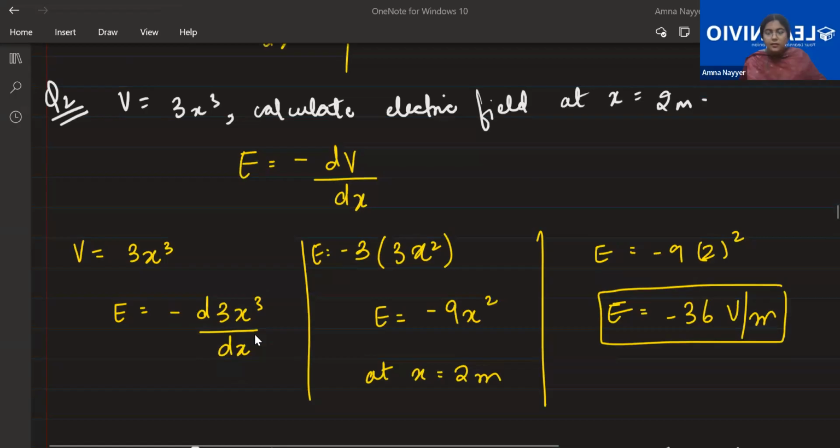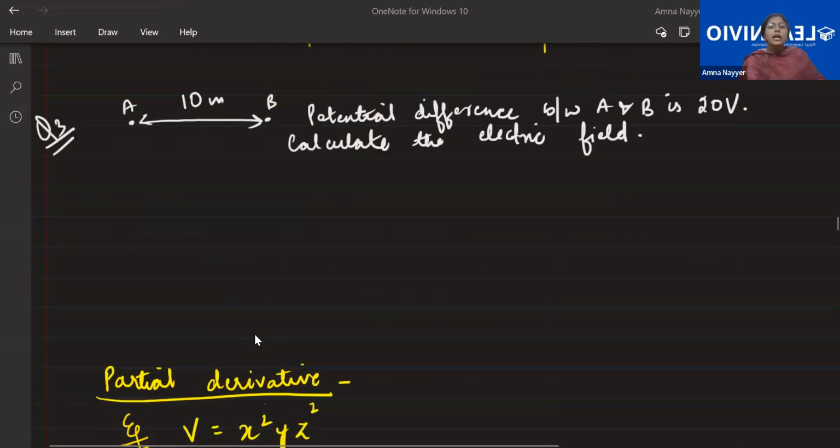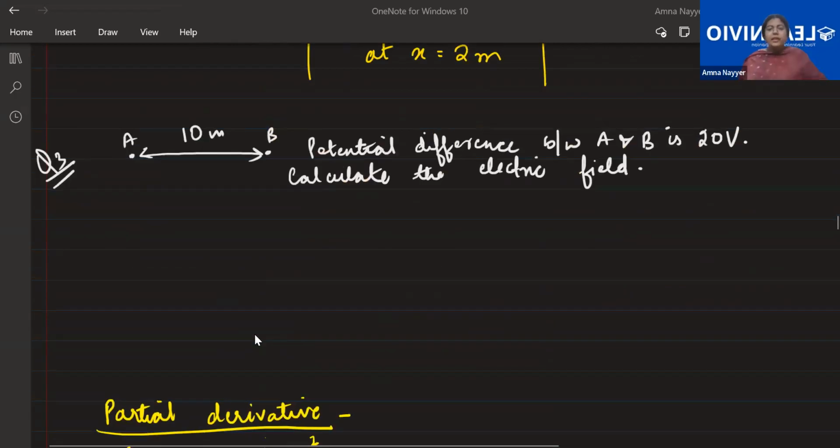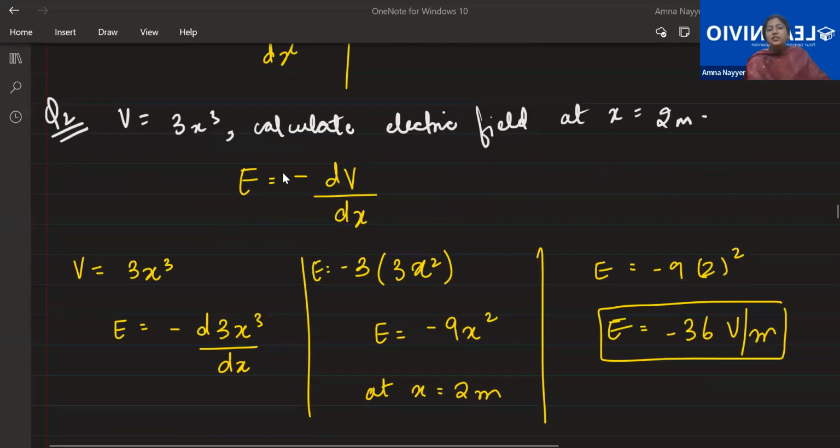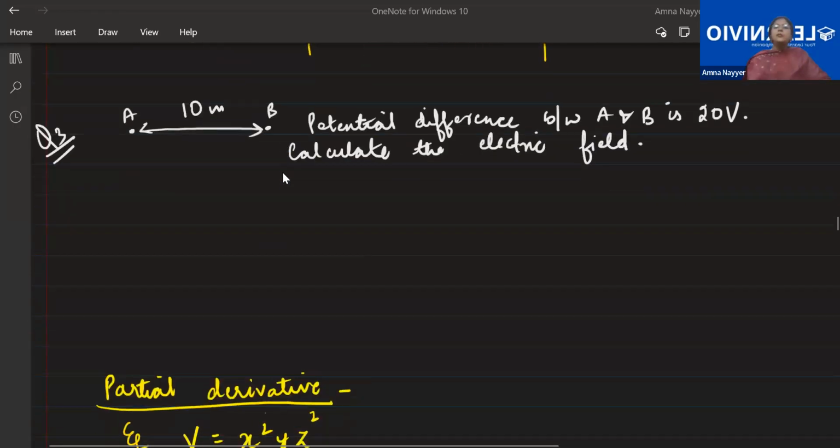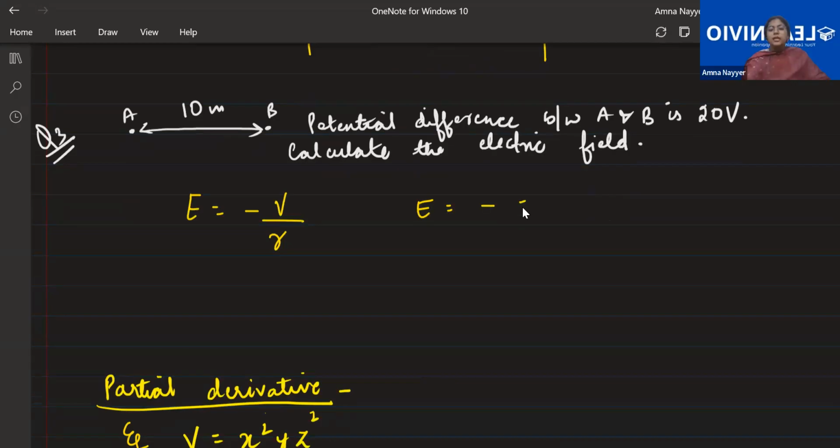Done. Okay. See, one more very small, easy question. Potential difference between A and B is given as 20 volts. So see, when you are given an equation, you can differentiate it. But if you just have position and potential, then simply divide. Don't think what's the initial value, what's the final value, because you already have the potential difference between point A and B. So in such a case, E is minus V by r. So minus 20 by 10. So the electric field is minus 2 volt per meter.